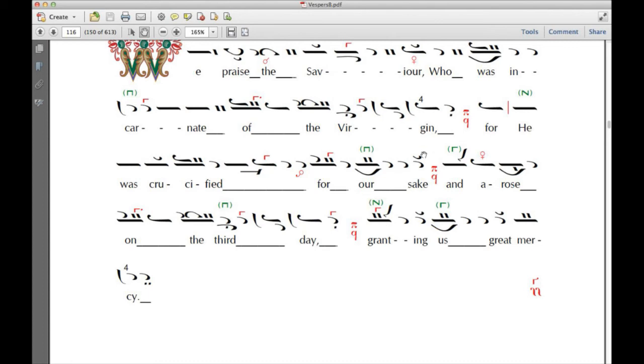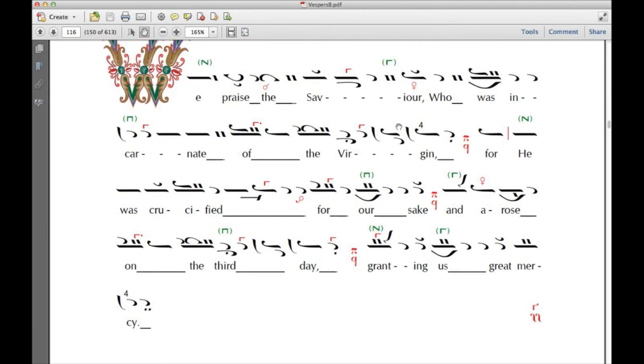I see. And the other thing, let's do the second line. For he was crucified for our sake, second and third. For he was crucified for our sake. So yeah, that. For he was crucified. So that's quick. Yeah. All right.